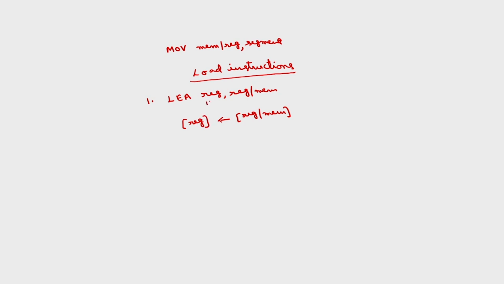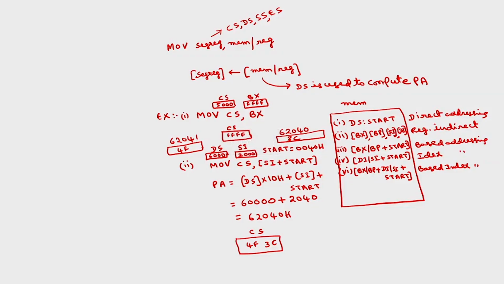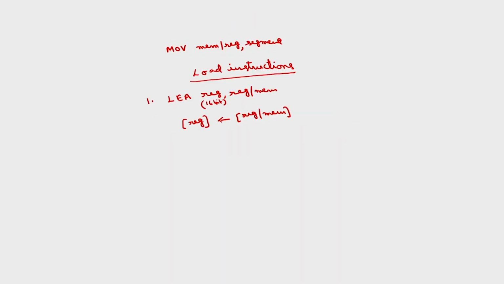So, this is a 16 bit register because the effective address is 16 bit. So, the destination register should be 16 bit. Again, here this memory means, as I have discussed in the previous instruction, one of these 5 or 6 combinations. Register can be any register.